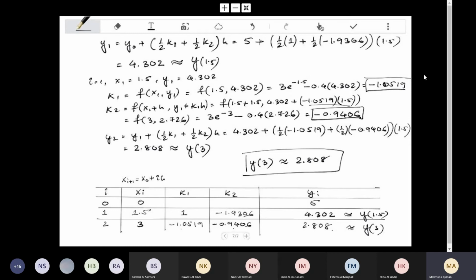Is there any doubt in the Heun's method example? If you do not draw the table, you will be confused about which values these are for. So it's always better to draw the table. Any doubts? No. Okay, great.